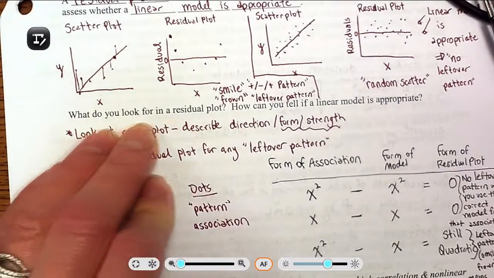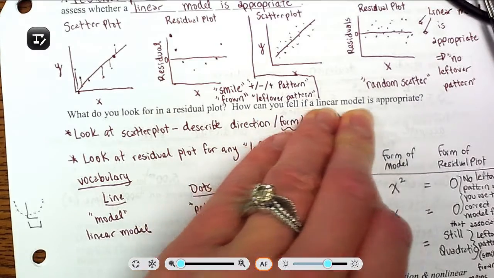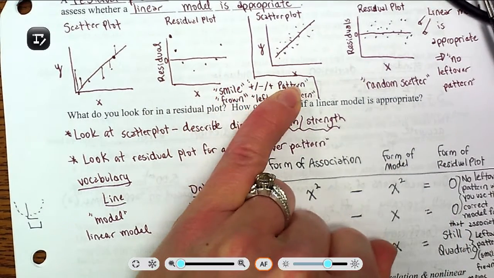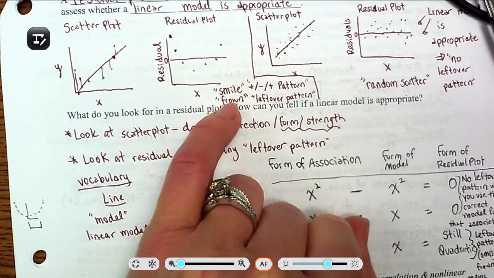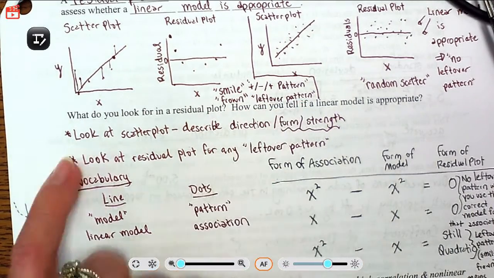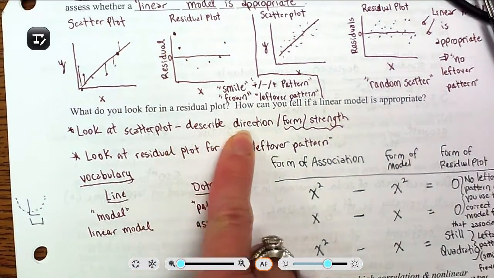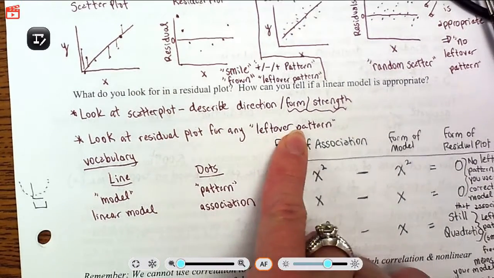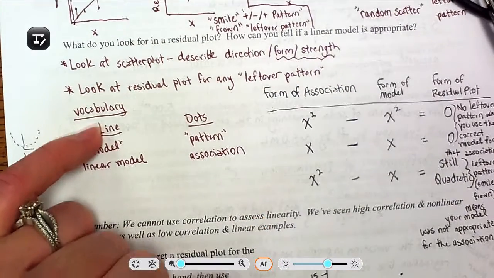Okay, what do you look for in a residual plot? How can you tell if the linear model is appropriate? You look to see if you find a smile, which is positive, negative, positive, or a frown, which is negative, positive, negative, or a leftover pattern, okay? Look at the scatter plot, describe the direction, form, and strength, then look at the residual plot for any leftover pattern, okay?